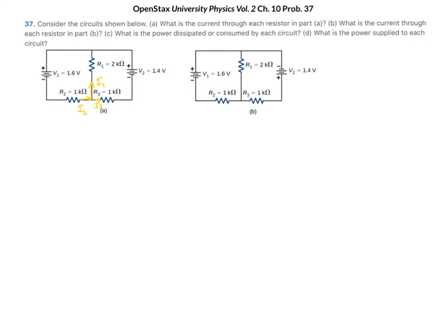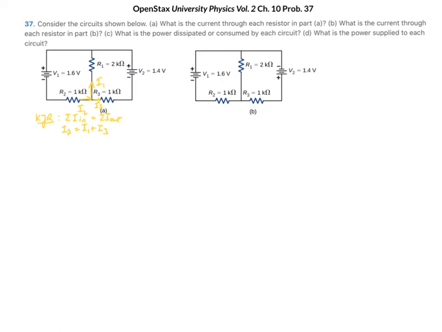Then I can automatically write Kirchhoff's junction rule, which says that the sum of the currents into the junction equals the sum of the currents out of the junction. The only current going into the junction is I2. I1 and I3 come out of the junction. So into is I2, out of are I1 plus I3.